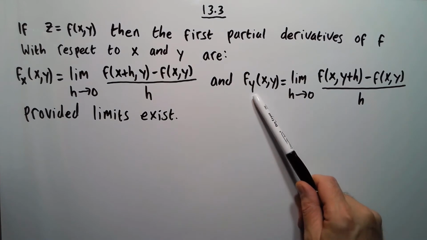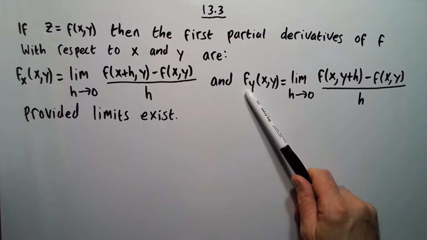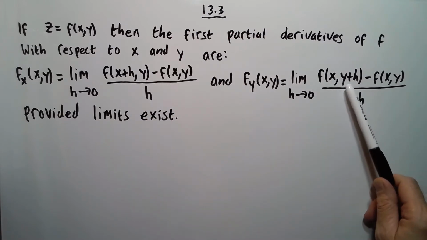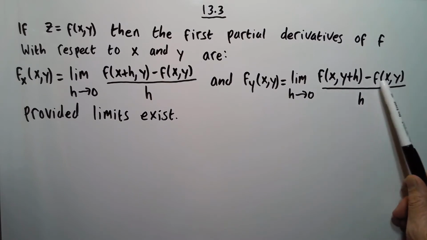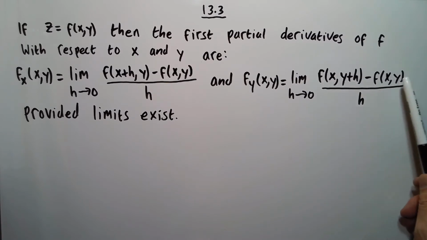And the second one over here, f subscript y, is read the partial derivative of f with respect to y. It looks similar to the one over here, except now the x is constant in both places, and we have the y plus h and the y. So here we're considering the x a constant, and we're considering the y as a variable. Now let me write some conventions for these.